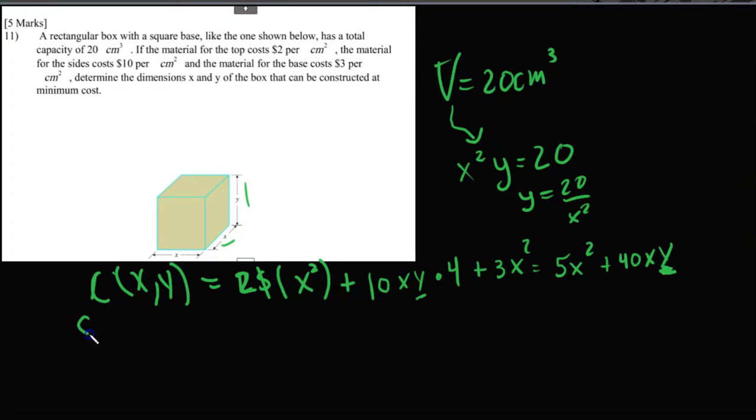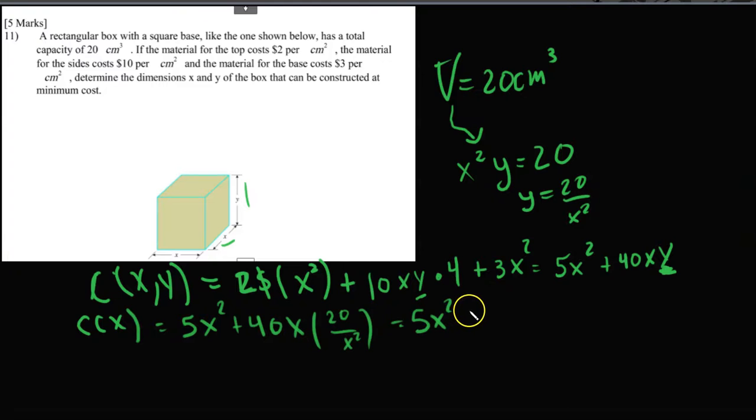Now let's rewrite this cost function here, which is only in terms of x, y right now, because we have a value for the y. So plugging that in, we get 5x squared plus 40x times 20 by x squared, giving us the final formula of 800 by x.